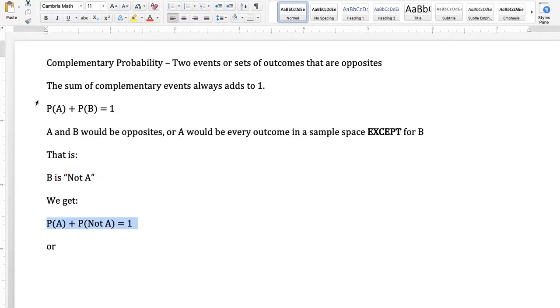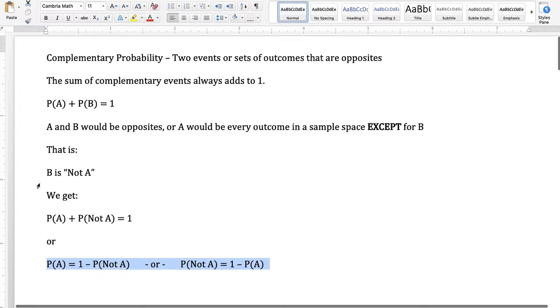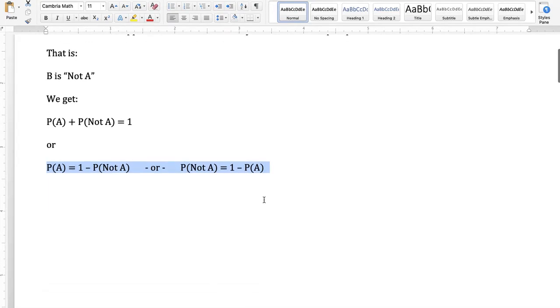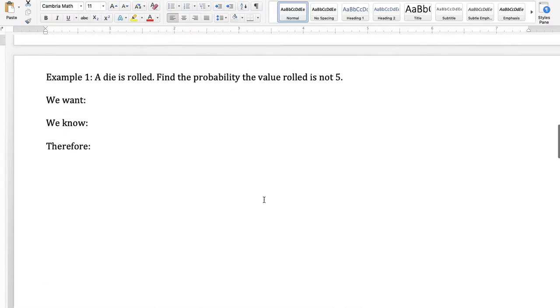Taking that idea, this gives us that the probability of A added to the probability of not A happening equals 1. Or we could rearrange that to say that the probability of A is 1 minus the probability of A not happening, or the probability of A not happening is 1 minus the probability of A. So there's a formula for complementary events. Seeing this in action helps to explain it a little bit better. It's very simple when we think about sample spaces, the set of all possible outcomes that we have. Let me go into our first example now.